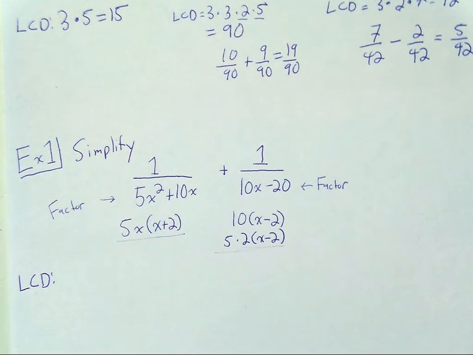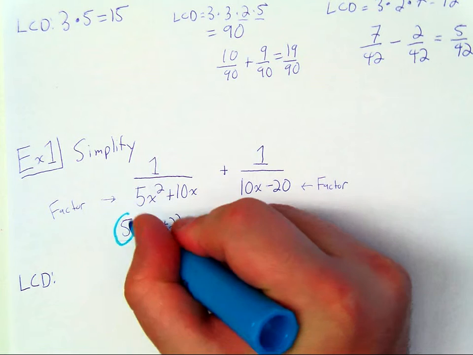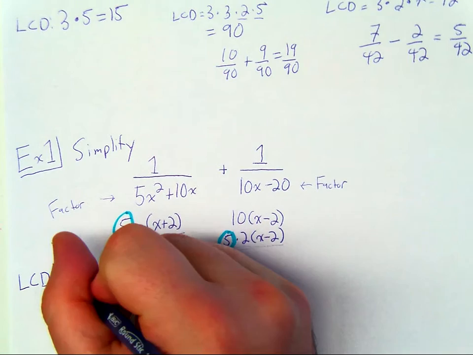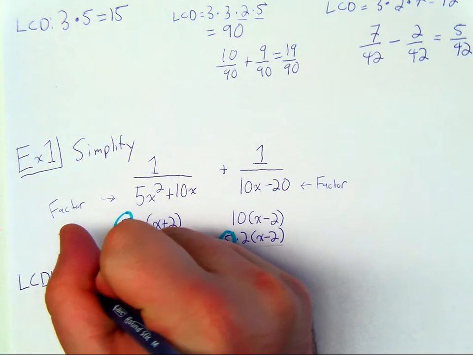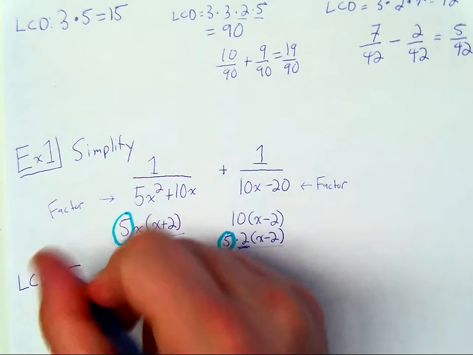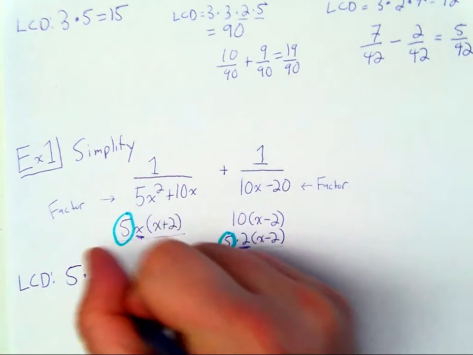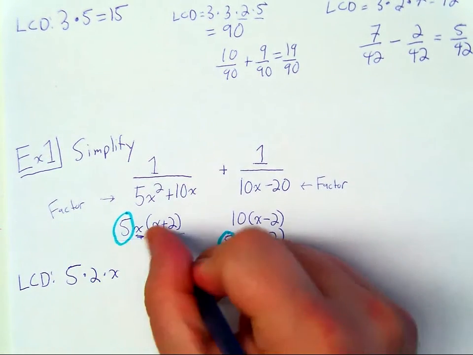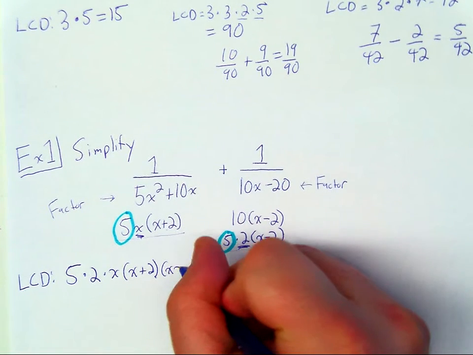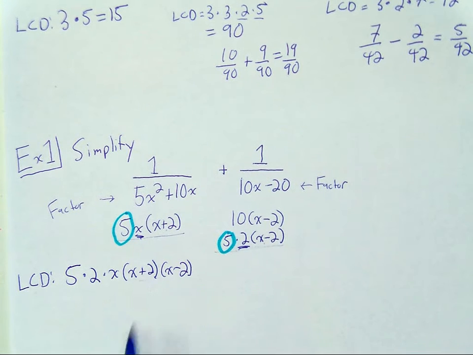So the first thing I would do is check, do these denominators already have anything in common? The answer is yes, they both have a factor of 5. So I only include that in the lowest common denominator once. Now I include everything else. So I need this 2. I need this x. I need this factor of x plus 2 and this factor of x minus 2. Notice, just for the sake of ease, I put the binomial factors last.